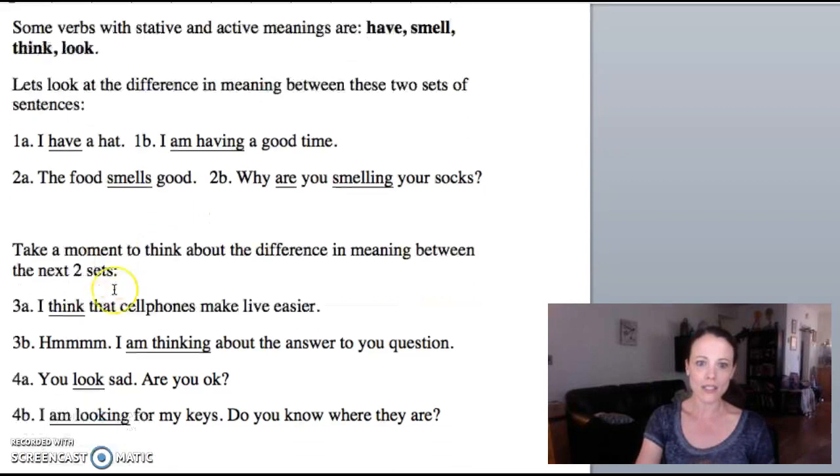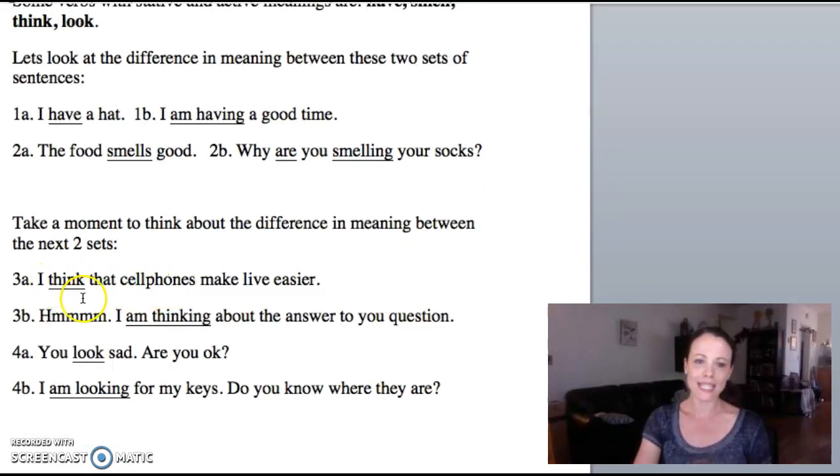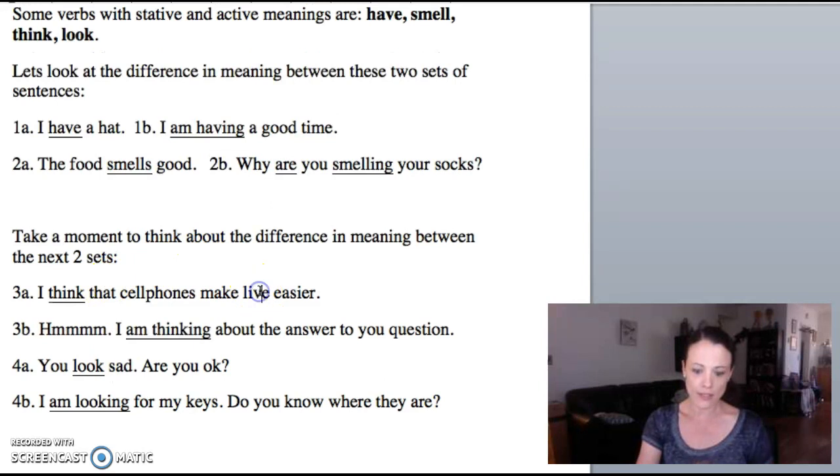So take a moment here to compare the meaning in the next 2 sets. I think that cell phones make life easier. And I am thinking about the answer to your question. You look sad. Are you okay? I'm looking for my keys. Do you know where they are? How could you explain the difference between those?